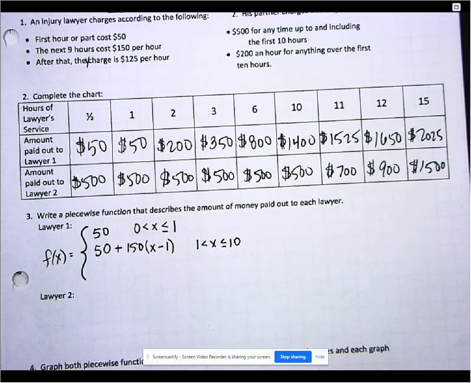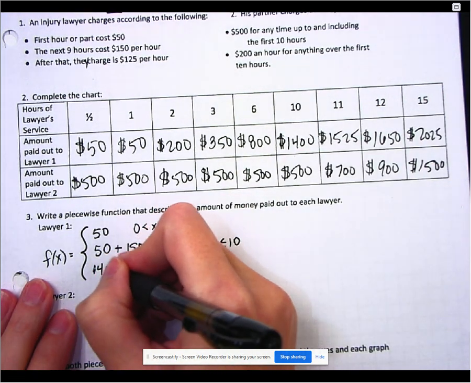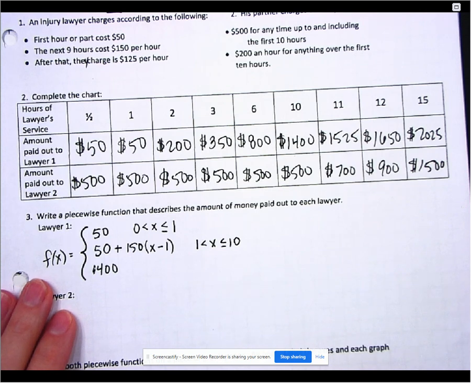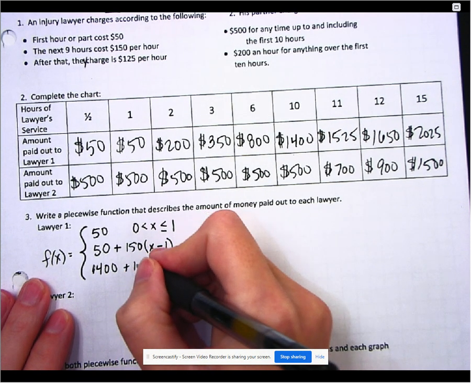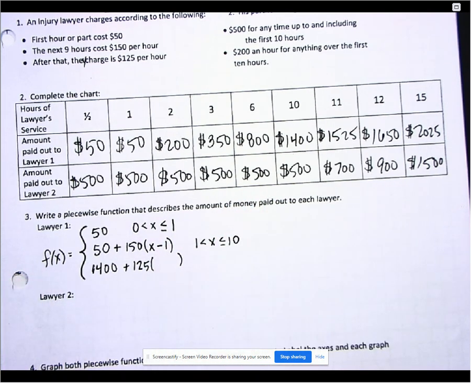And then for the last piece, you can look at the table to see how much we've already paid this lawyer at 10 hours. We've already paid this lawyer $1,400. And then we're going to add an additional $125 per hour. So again, we're going to have x minus something. I want you guys to think about what should be in those parentheses.